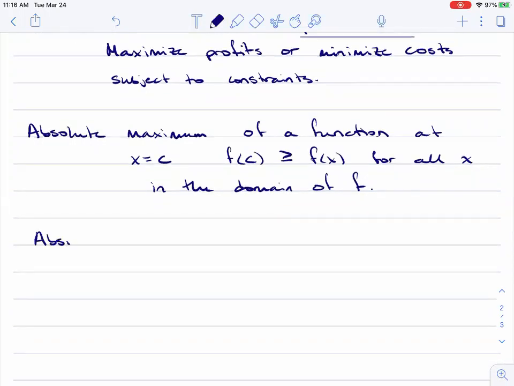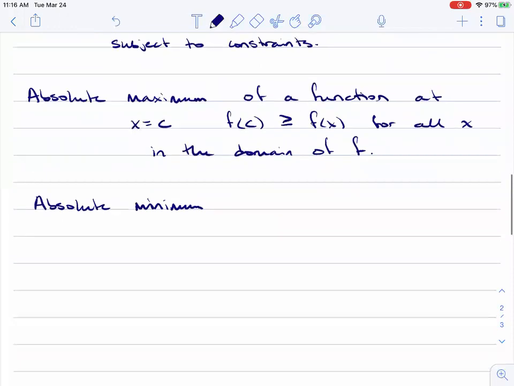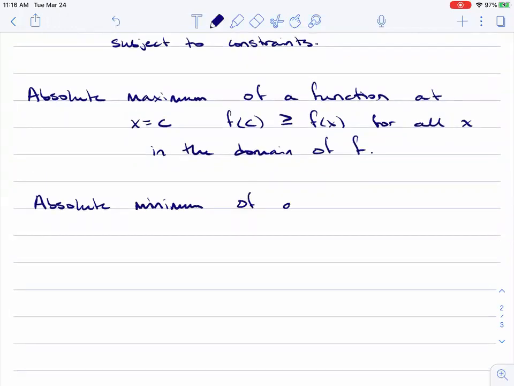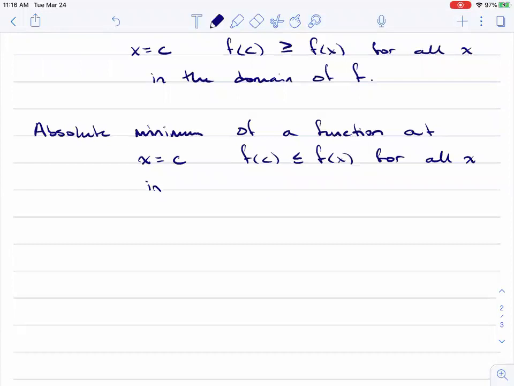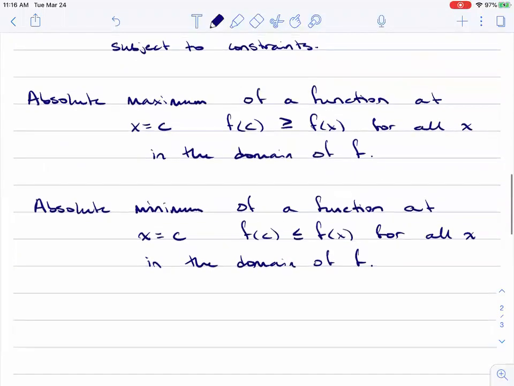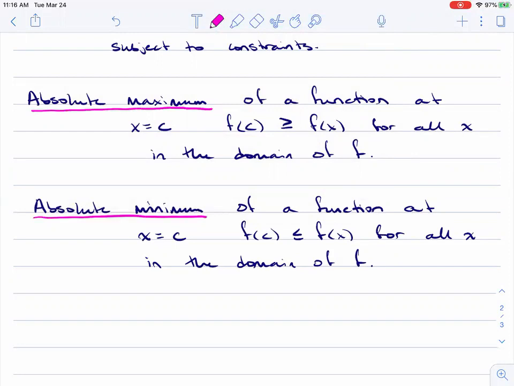Same thing for the absolute minimum. The absolute minimum, same idea, of a function at x equals c means that f of c is less than or equal to all the other f of x's for all x in the domain of f. So these are what we call the absolute maximum and the absolute minimum.